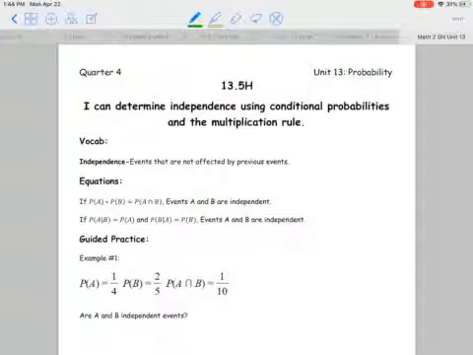Okay, 13.5, very last section of this unit. We're not going to have a test on it. It's just going to be quizzes. We're talking about independence. So independents aren't affected by other events that happened before. So that's what independence is. So if you're independent, you're not getting affected by things.